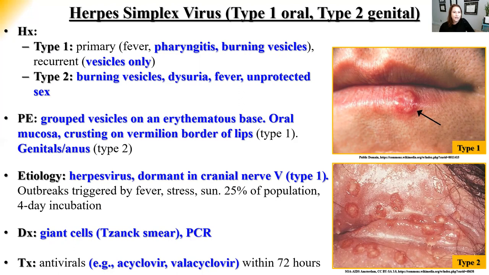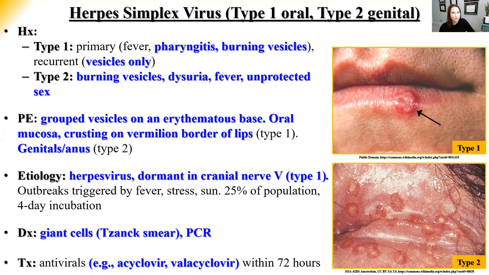If it's type 1, it's going to be on the oral mucosa, just like you see in that picture there, crusting on the vermilion border of the lips. And then type 2 will be on the genitals or the anus. This is usually a clinical diagnosis, but there is a test where you can take a scraping from this and you will see something called giant cells on a Tzanck smear. That's not used very commonly anymore, but still a good board question.